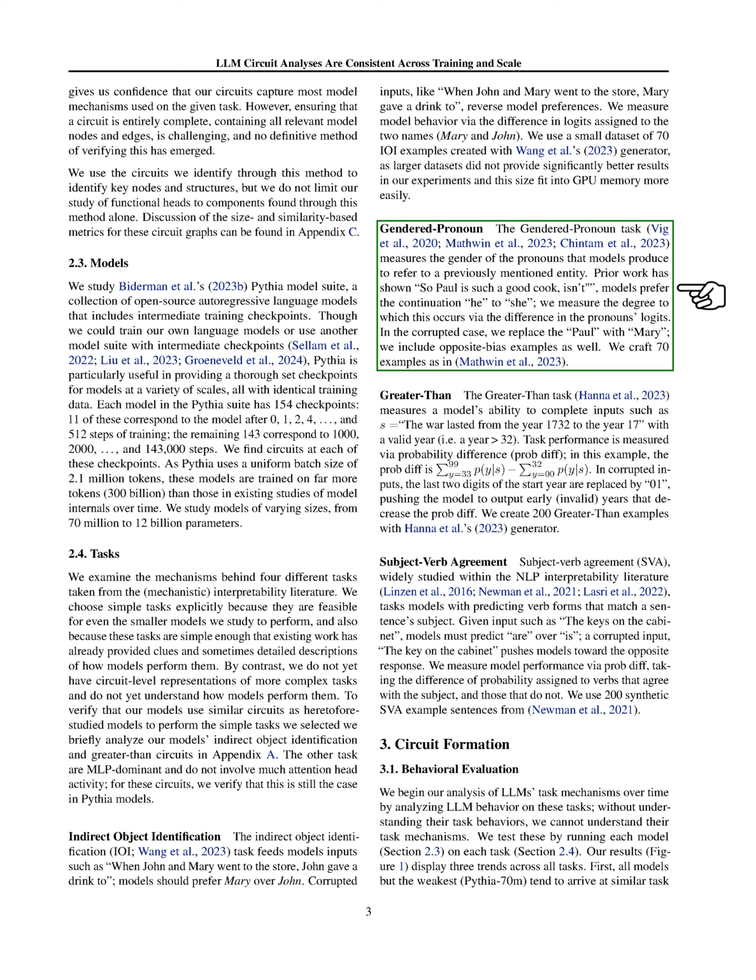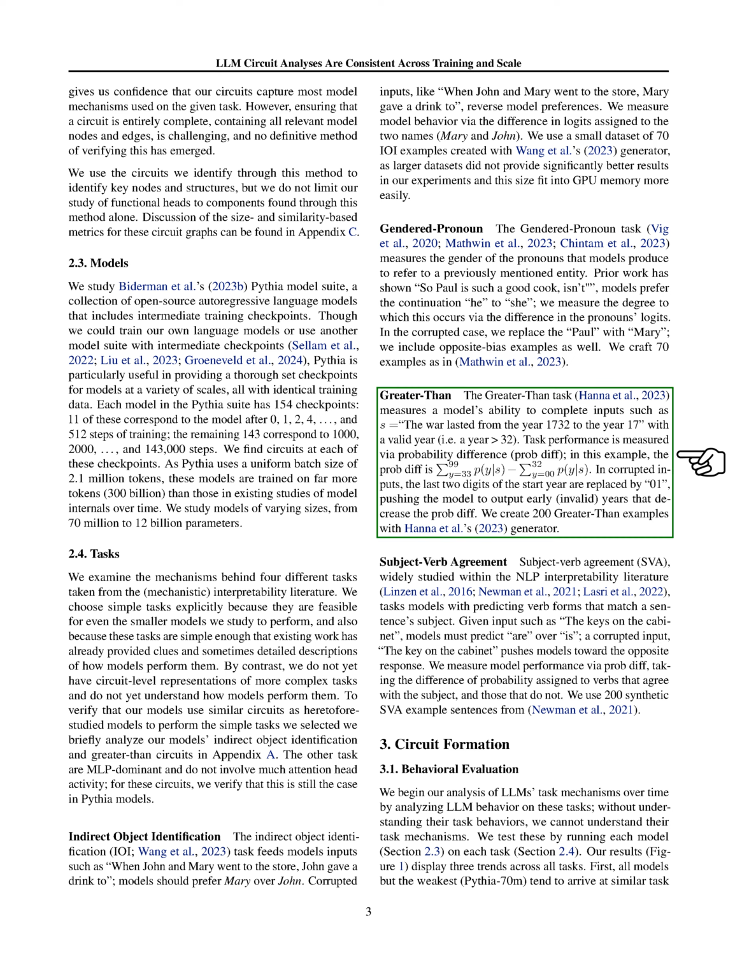Section: Greater than. In this section, we explore the greater than task, which evaluates a model's ability to complete inputs by predicting valid years. For example, if the input is, the war lasted from the year 1732 to the year 17, the model needs to predict a year greater than 32. We measure task performance using probability difference, which compares the probabilities of valid years, from 33 to 99, versus invalid years, from 00 to 32.